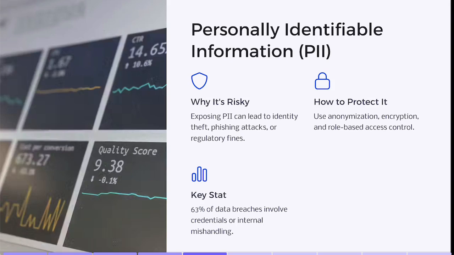So an interesting stat: an institute study found that about 63% of data breaches involve credentials or internal mishandling. This underscores the need for careful data governance when dealing with PII.